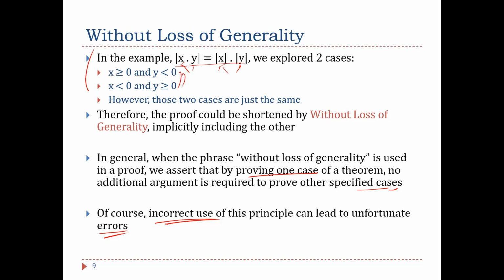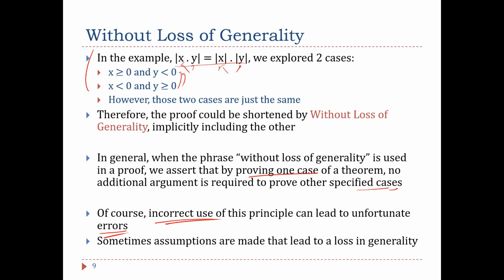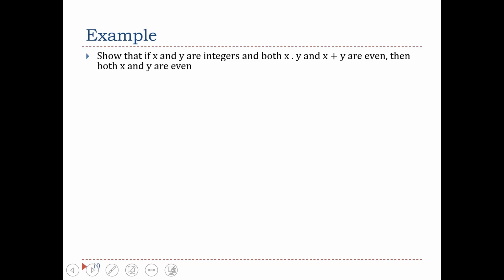in writing proofs. The reason is that sometimes assumptions are made that lead to, in fact, a loss in generality, which is not desired. Let's consider another example to show that if x and y are integers and both x times y and x plus y are even, then both x and y are even.